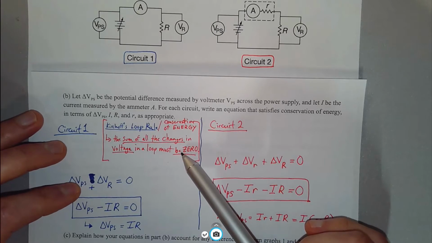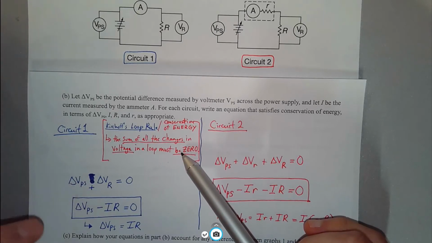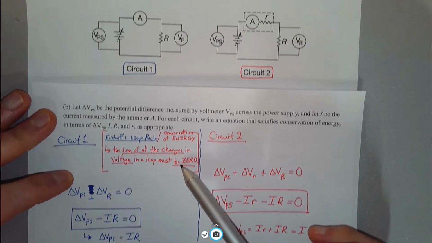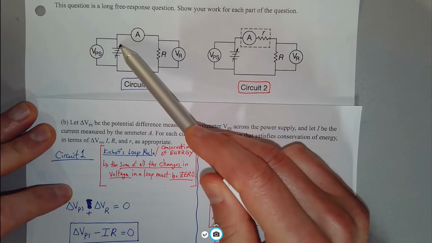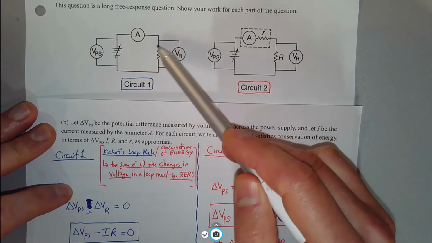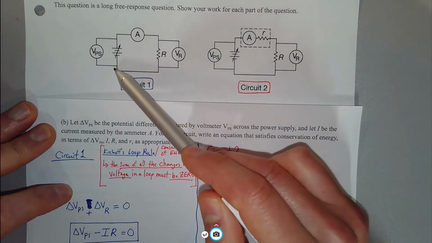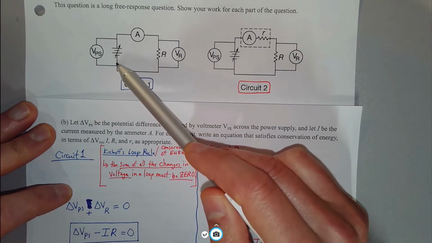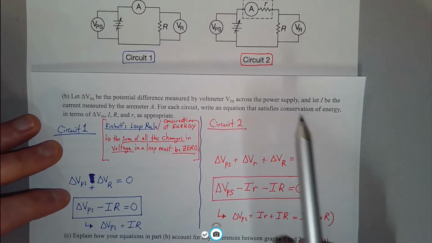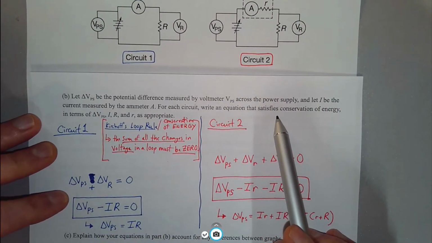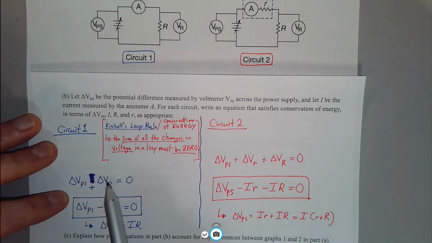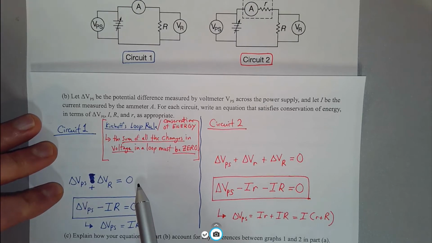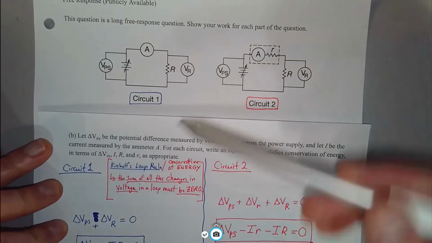Why? Because if we add up all the changes in energy from one position to another, that's got to be equal to 0. The energy of a charge, let's say at the negative side of a battery, increases with voltage and decreases with voltage, so you have to come back to the same energy you started with for energy to be conserved. So when it says write an equation that satisfies conservation of energy, it's asking you to write an equation using Kirchhoff's loop rule, where the sum of the changes in electric potential, or voltage, for any given loop, must be 0. So let's do that for circuit number 1.